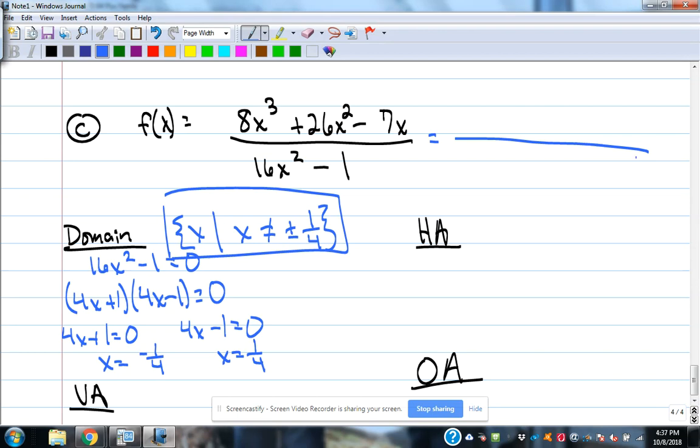Now let's look at the factored form of the numerator and denominator. So we got 4x plus 1, 4x minus 1. The numerator, 8x cubed, 26x squared, and negative 7x all have an x in common. So I pull an x out.